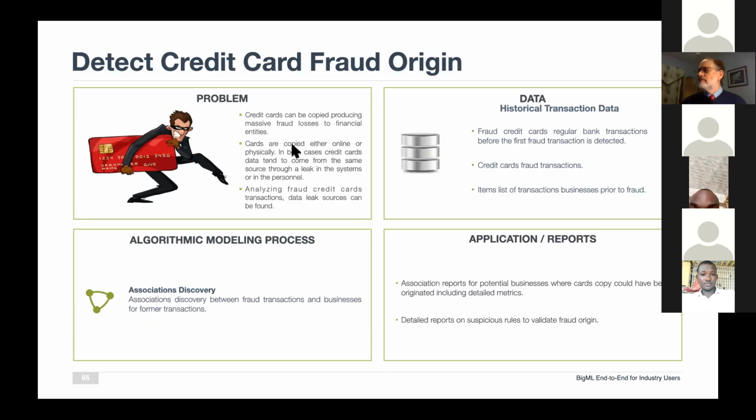see that there might be a transaction within a place where other cards with fraud would also have been, and they might have been copied in the same place. So the idea here is, based on fraud transactions and their history, using association discovery to find commercial places where the cards were used before the fraud. And based on that, we could return a list of suspicious places where the card was copied.